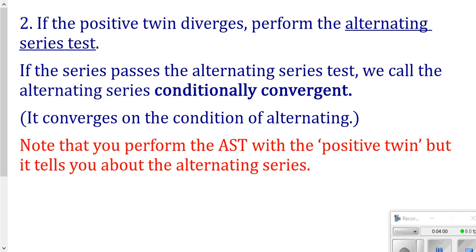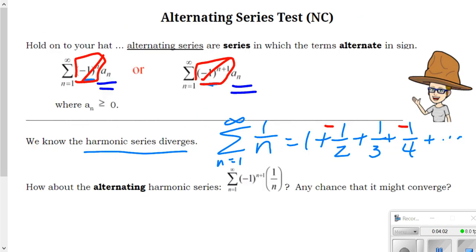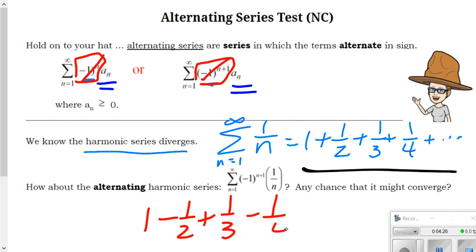Now, if the positive twin diverges, as is the case when we're thinking about our good old friend, the harmonic series, right? We know that if we are just looking at 1 over n, no negatives involved, this guy, the positive twin here, is divergent. But we're wondering if putting negative signs in could make it convergent. We're wondering about this, but we know the positive twin is divergent.